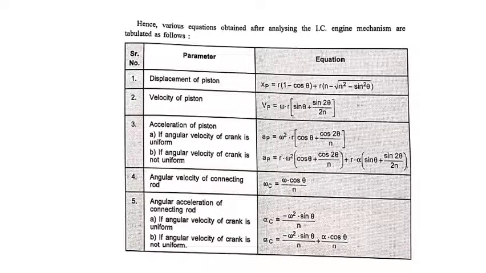So here we have tabulated all the equations. First one is the displacement of piston, second one is velocity of piston, then two conditions of the acceleration of the piston, that is when the crank is uniform and when the crank is non-uniform. Then fourth one is angular velocity of connecting rod. Fifth one, again two conditions of angular acceleration of connecting rod. So we are going to use all these equations in order to solve the problems.